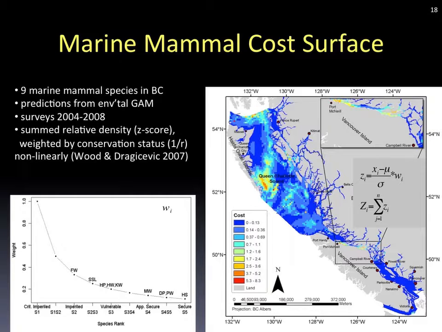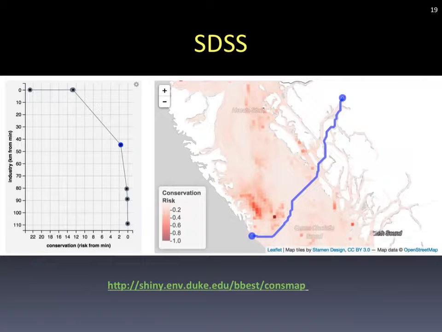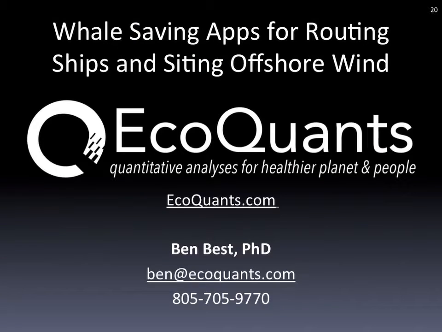So again, we take conservation scores of critters, combine them, and get a hotspot map. And these are different routes to go to Port Kitimat from the southern entrance, and this is the Goldilocks route right there.